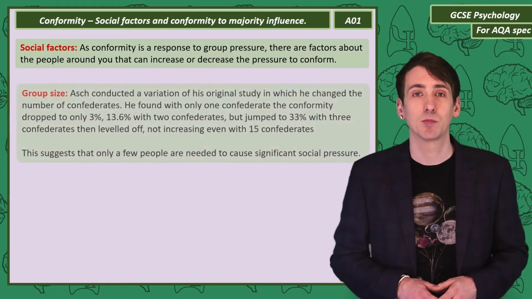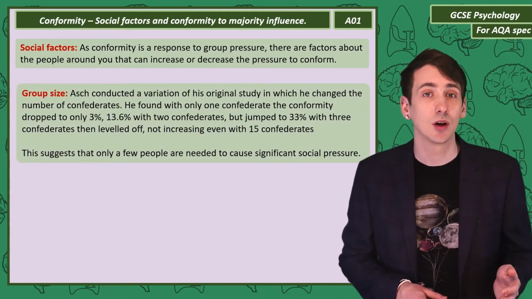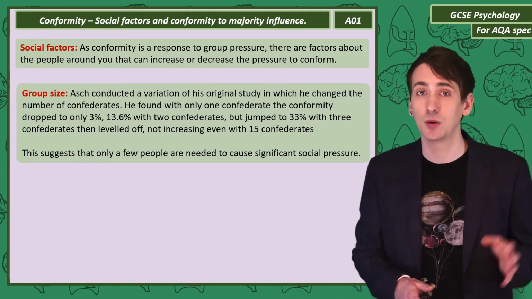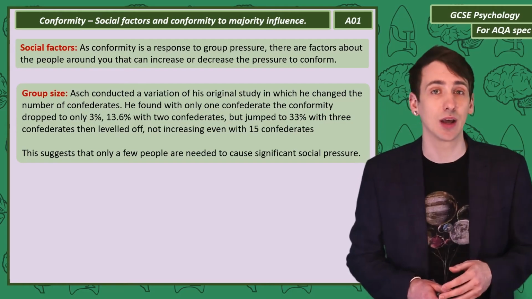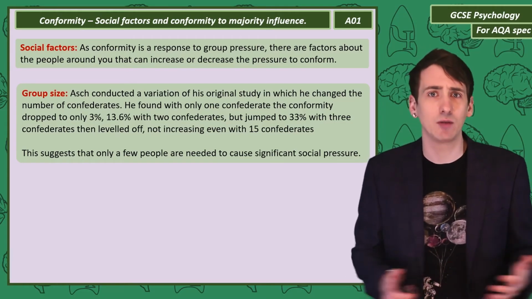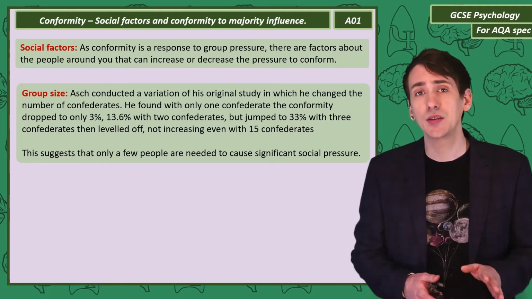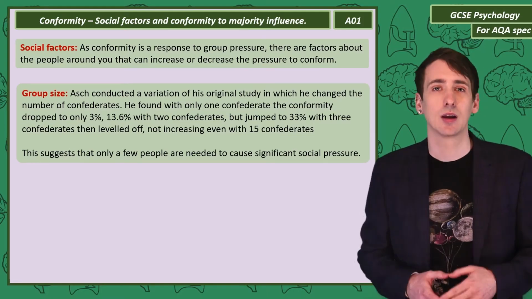Group size. When the number of Confederates was decreased, the conformity dropped. With just one Confederate, conformity was only 3%, with 2, 13.6%, and with 3, back up to 33%. But then conformity leveled off, not increasing even with 15 Confederates. This suggests that only a few people are needed to cause significant social pressure.